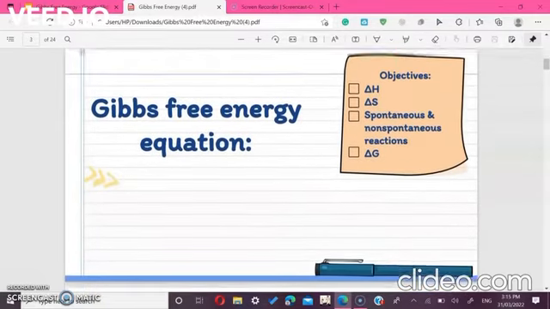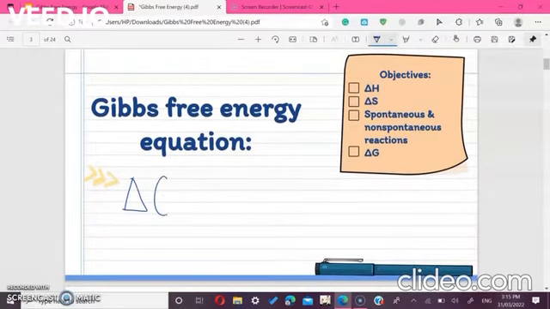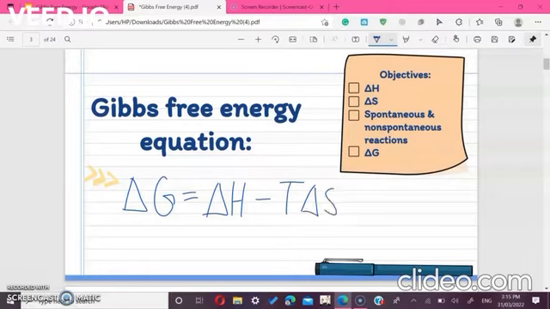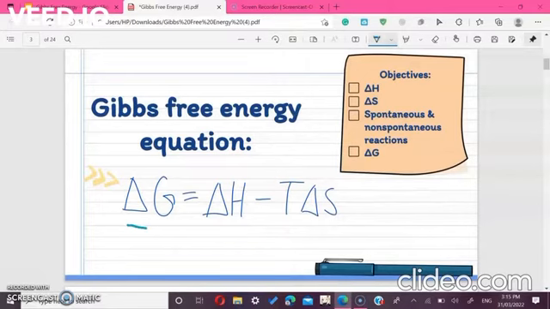Let's start with introducing the Gibbs free energy equation. The equation is the following: delta G equals delta H minus T delta S. As you can see here, we have delta G, delta H, and delta S. You might not know what they refer to, so I will explain them in the following slides.